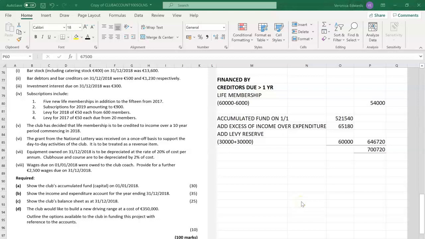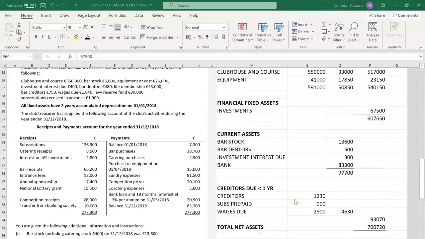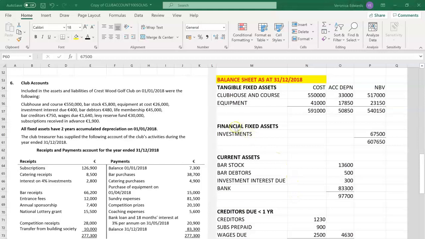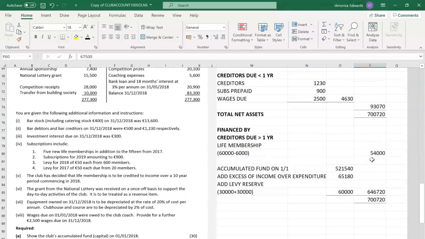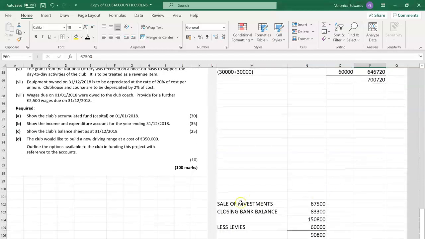So where might we source €350,000 in order to be able to afford this new driving range? Well, we have a look at the balance sheet first. We notice under financial fixed assets that the club holds investments, which are worth €67,500. So it may be possible for the club to sell those investments to generate €67,500 and to put that money towards the new driving range. So that might be one option for this club in terms of raising finance.